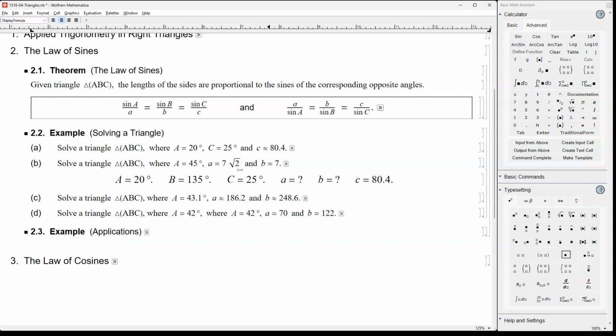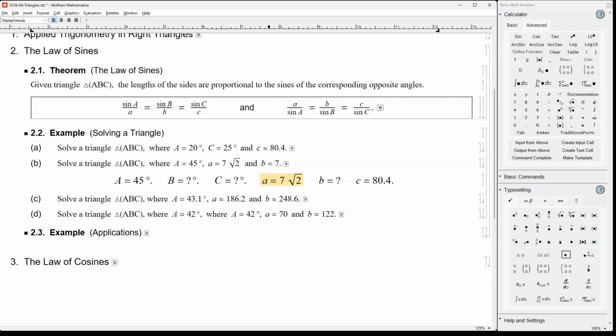Basically, it's this kind of situation. A is 45 degrees. And then B, well, I don't know that. And C, I don't know that either. And small a is 7 square root of 2. And then small b is 7. And then small c, I don't know that. Okay, all right, that's the structure.